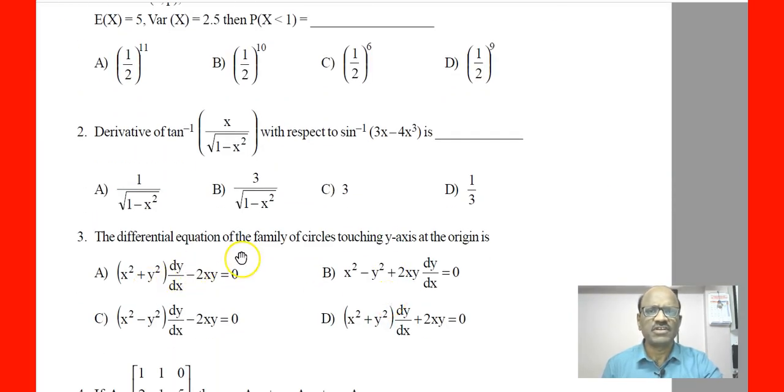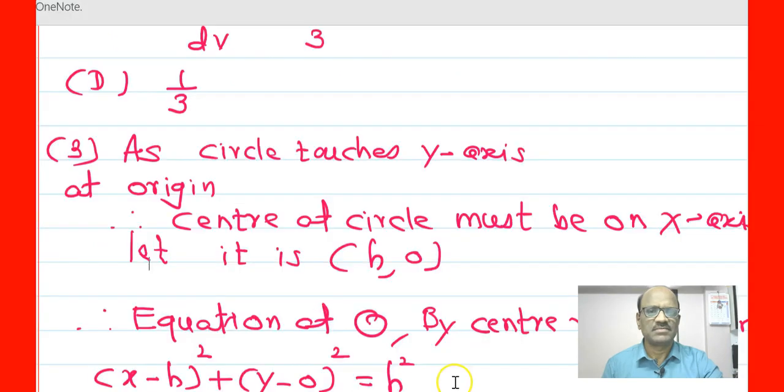The differential equation of the family of circles touching the y-axis at the origin is... Now the circle, that is, we have the standard equation of the circle which passes through the origin is x square plus y square is equal to a square, where a is the radius of the circle. And also the center-radius form, that is (x minus h) whole square plus (y minus k) whole square is equal to r square. Now let us see how to solve this.